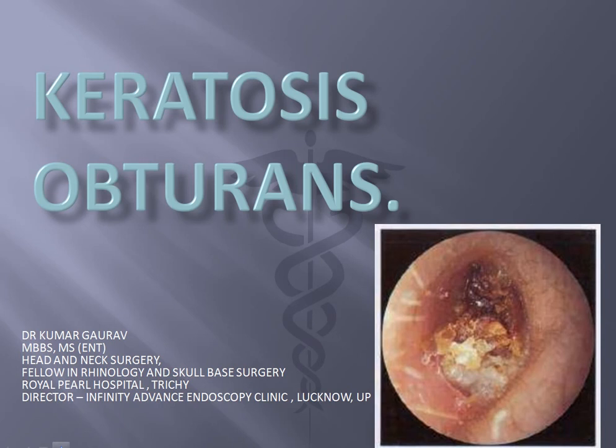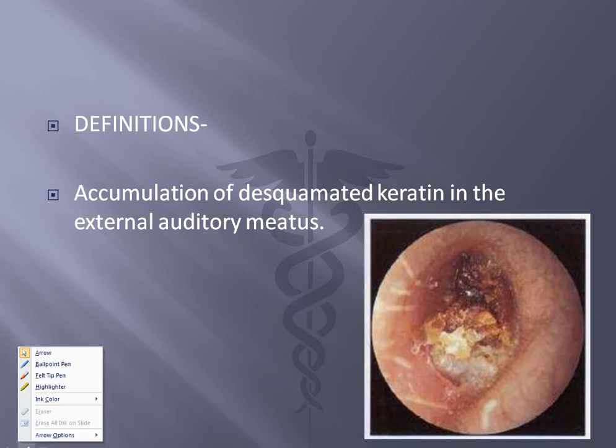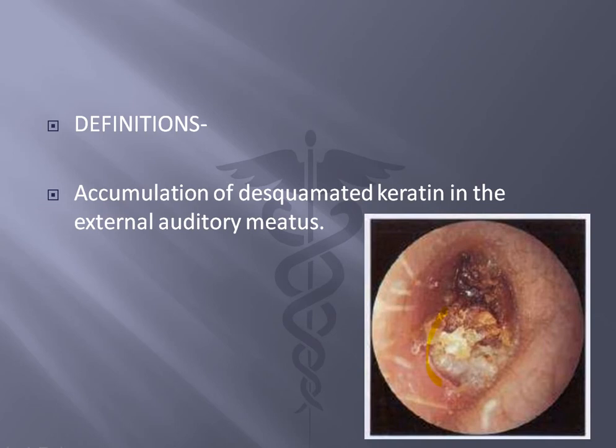Kumar Gaurav, and the topic for today is Keratosis Obturans. So what is the definition? Well, it is the accumulation of the desquamated keratin in the external auditory meatus. Here you can see this is the collection of the desquamated keratin in the EAC, hence obstructing it.